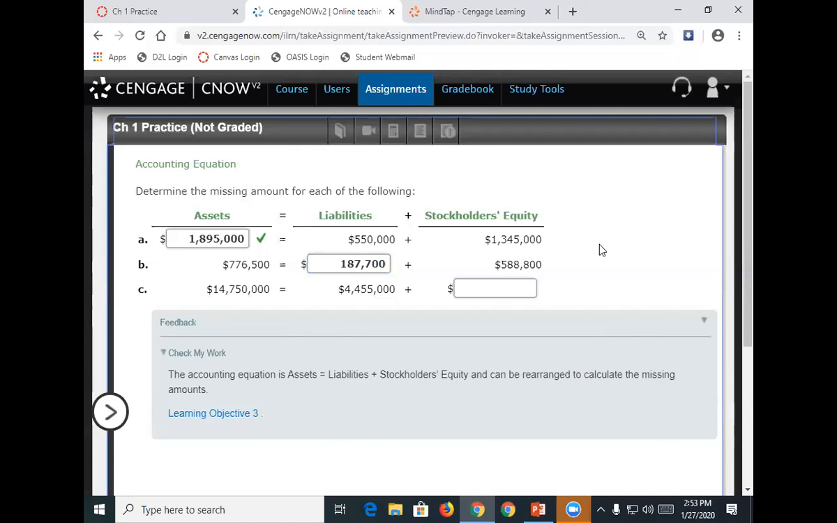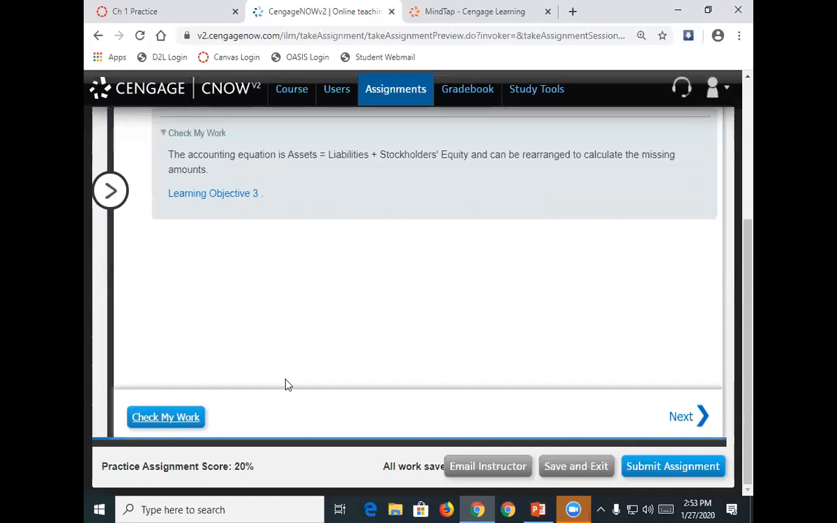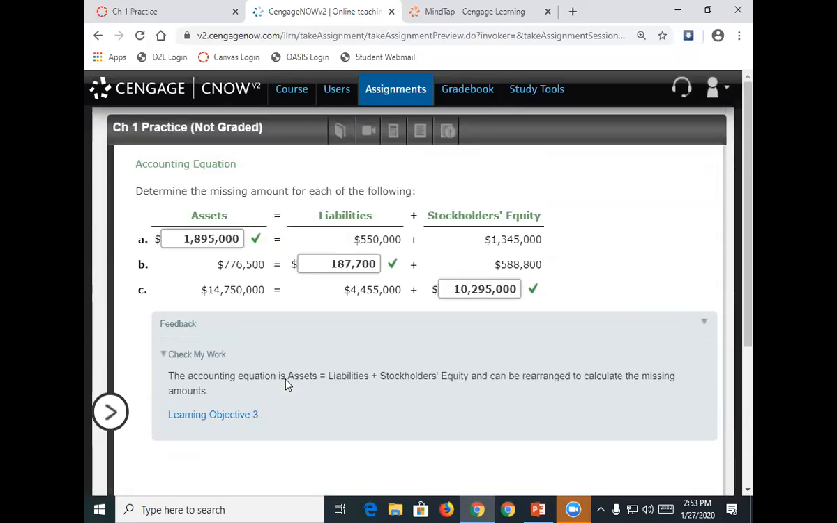Now we found liabilities. And equity, to find equity, is assets minus liabilities. 10,295,000, very good. So we take our assets of 14,750,000 minus our liabilities of 4,455,000. So 10,295,000. That one's very simple, pretty basic. And again, we could always check our work. Now we have a 20%. Yay! We're getting somewhere, right?